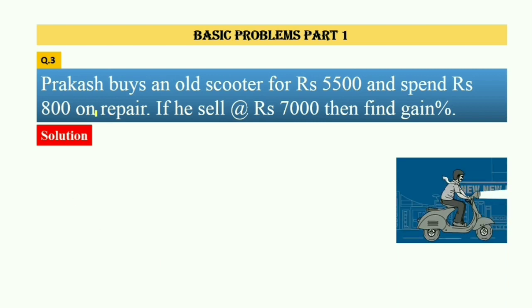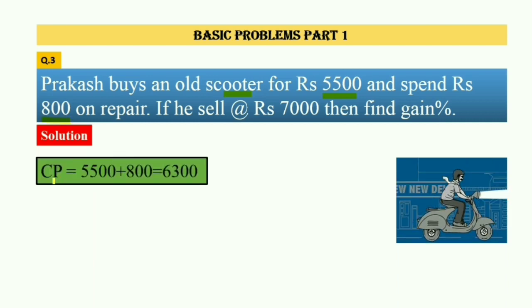Then the third problem is: Prakash buys an old scooter for rupees 5500 and spends rupees 800 on repair. If he sells it at rupees 7000, then find the gain percentage. Here the CP of the old scooter is given, that is 5500, and he has spent 800 on repair.